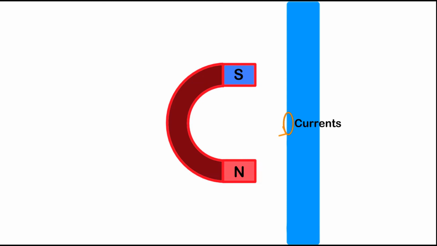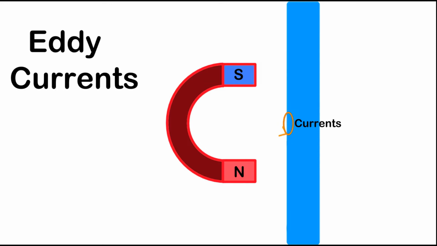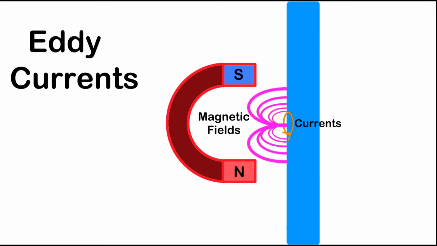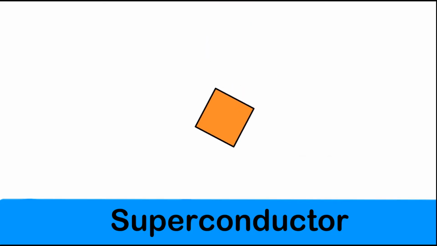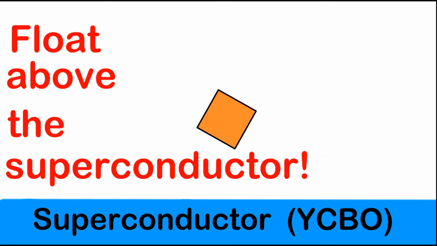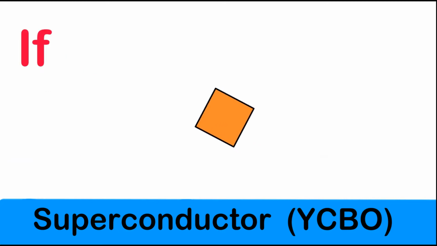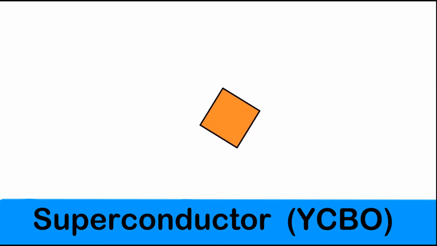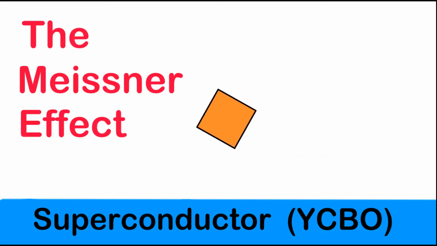When you bring a magnet close to a superconductor, small currents will form on the surface of the superconductor called eddy currents, and they will generate magnetic fields which will directly oppose any field that's even near that point on the surface. Which means that if I put a magnet above a superconducting puck, say YBCO, then that magnet will actually float above the superconducting puck if the superconducting puck is cold enough. This effect is called the Meissner effect.